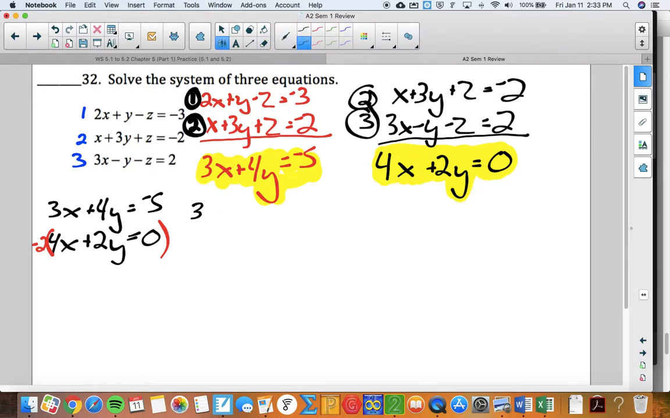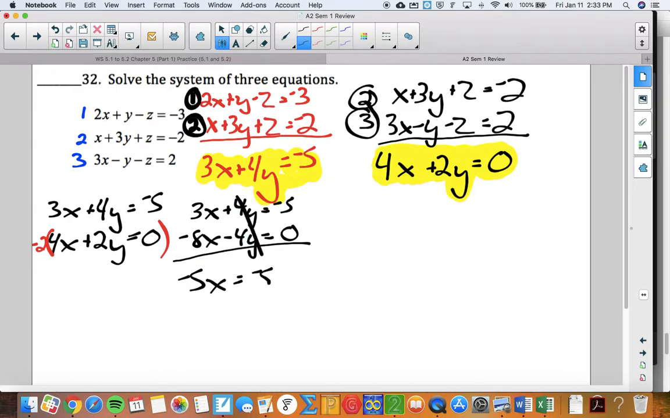When I combine it with the top equation, I get 3x plus 4y equals -5, and -8x minus 4y equals 0. So I get -5x, this cancels out, equals -5. So I now know that x equals 1.